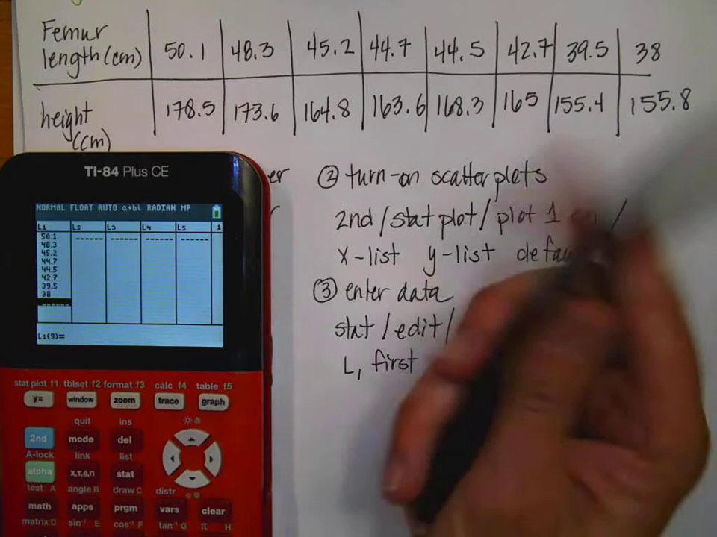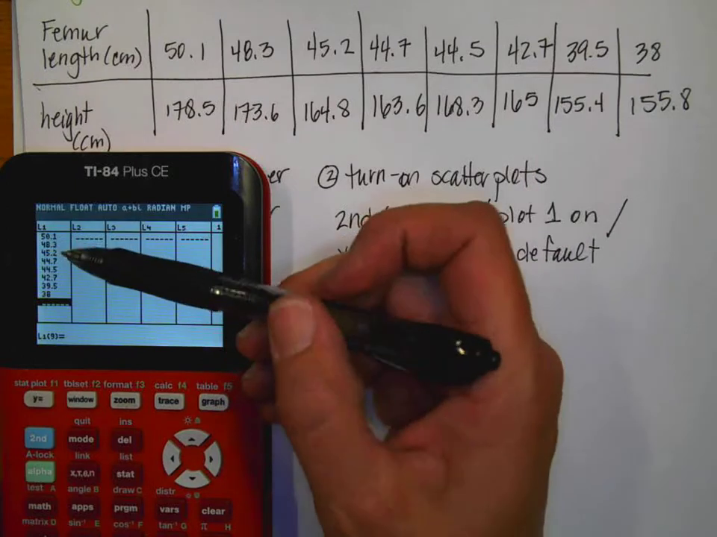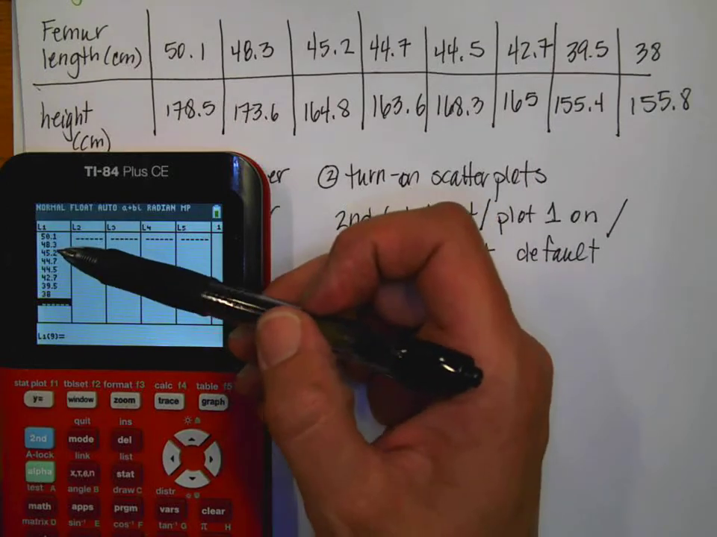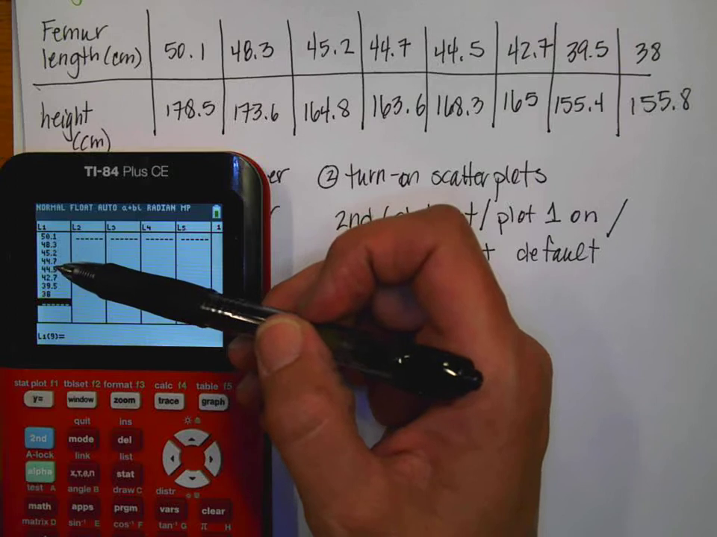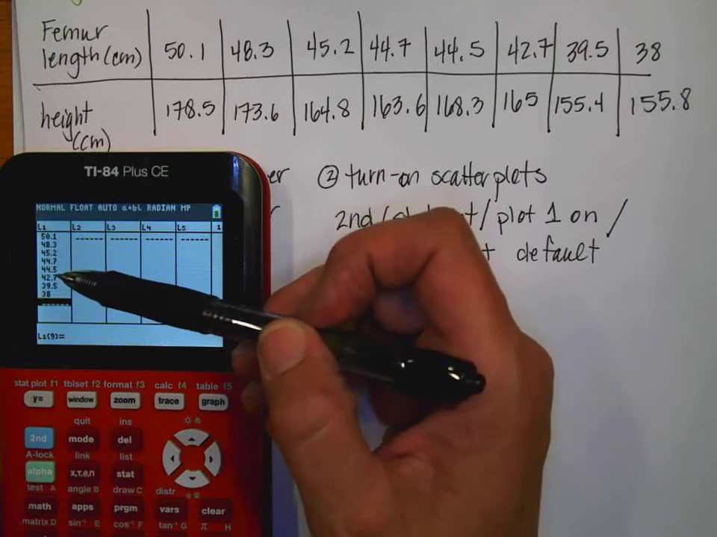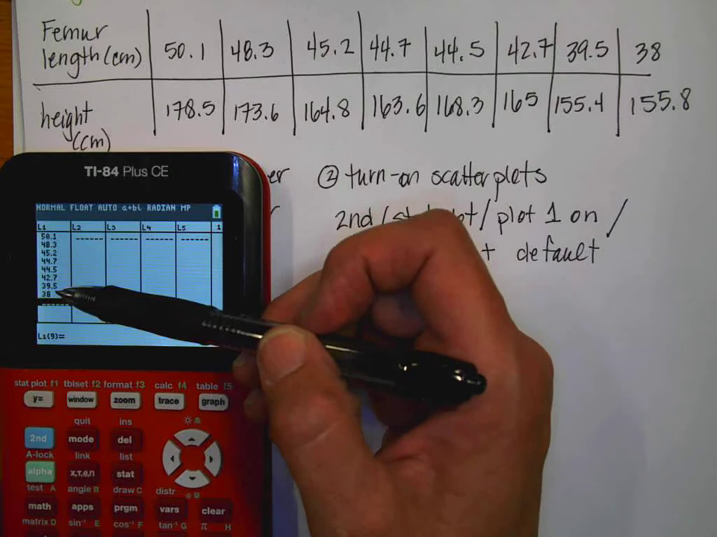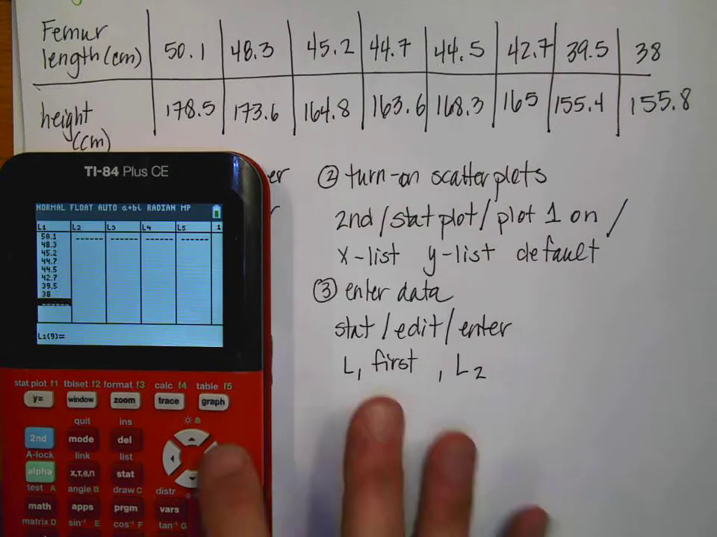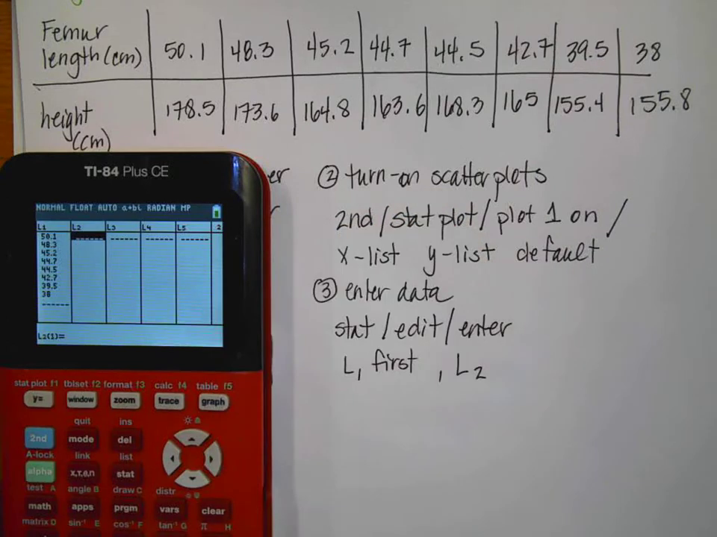42.7, 39, and 38. All right, and you have to check because if your data's wrong, everything's going to be wrong. So I have 50.1, 48.3, 45.2, 44.7, 44.5, 42.7, 39.5, and 38. Now I'm going to enter the corresponding Y values.